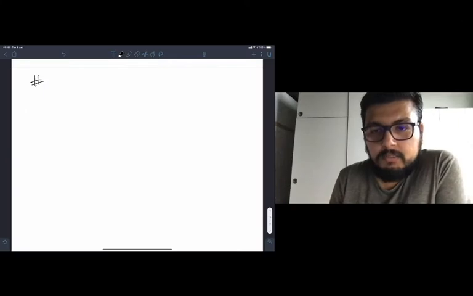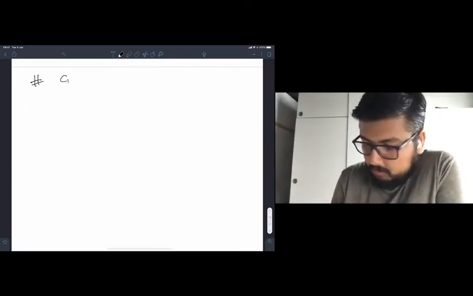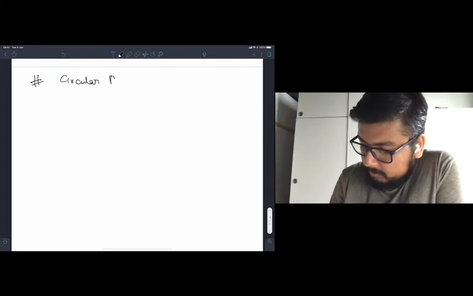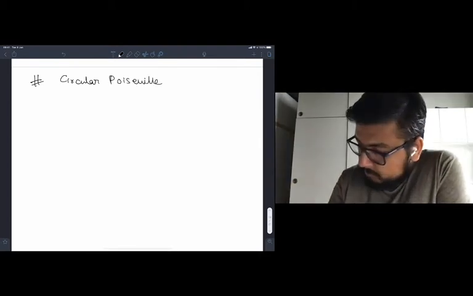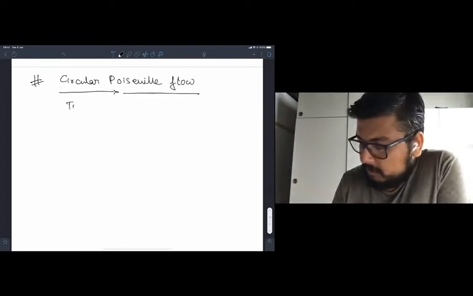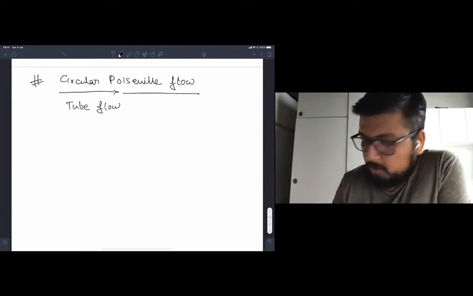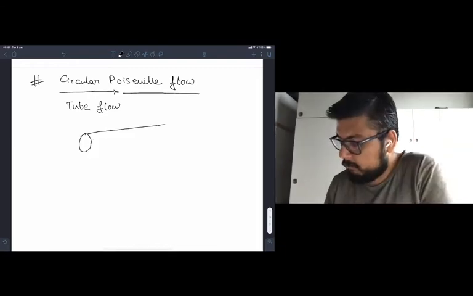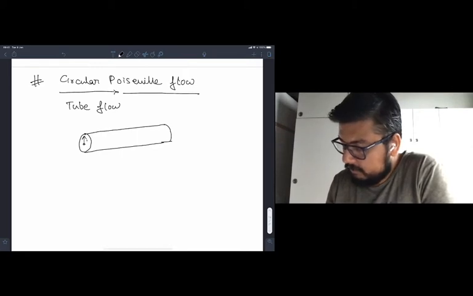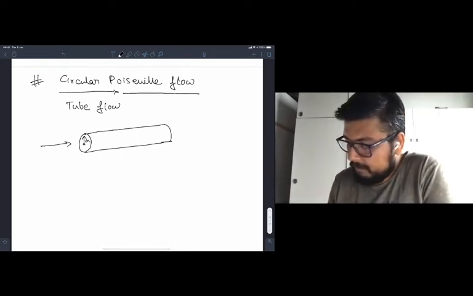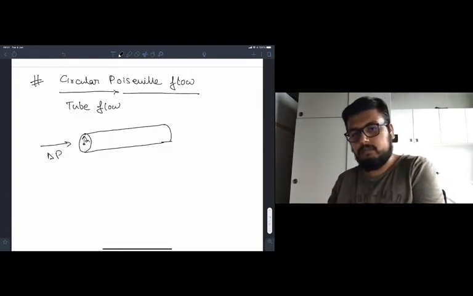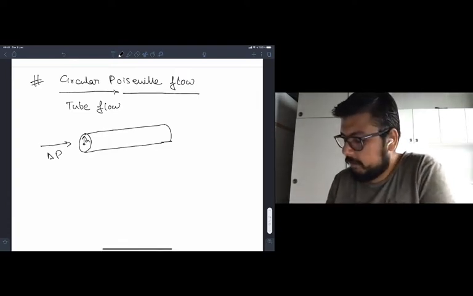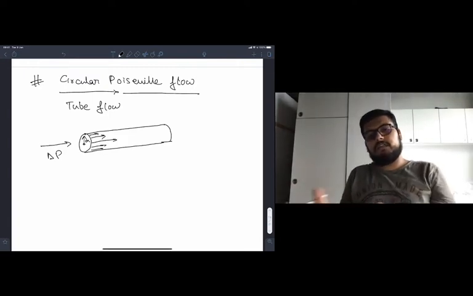Okay, moving on. Let us now look into something called a circular Poiseuille flow. Sometimes this is also referred to as a tube flow or flow through pipes. So we are going to look into the case where we have flow through pipes. The setup of this process would be like this. We have a pipe of radius a, and then we will apply some pressure gradient on the system, which will induce some flow inside the pipe. And we will try to study this flow.